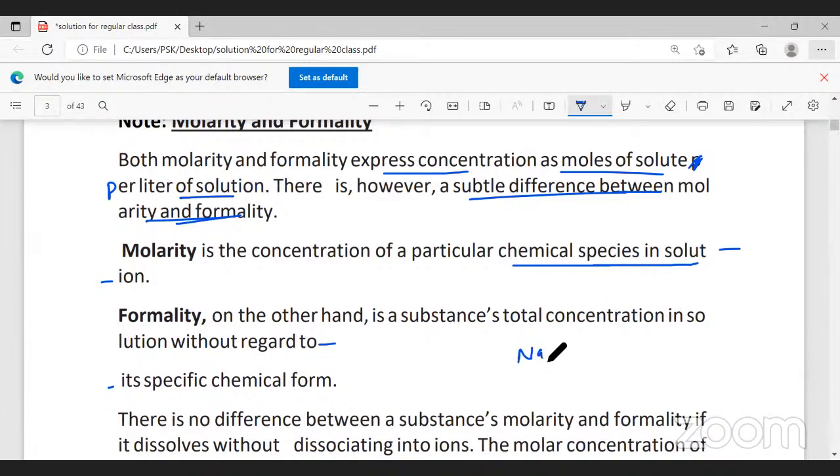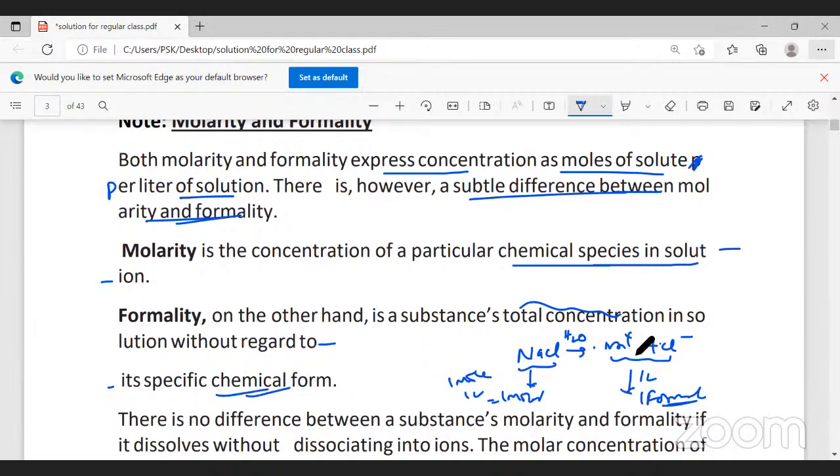Now, what will happen if I take NaCl in water? It will dissociate to form Na+ and Cl-. As a whole, if you take 1 mole of NaCl in 1 liter, then it's called 1 molar. If you take this as particles in 1 liter, then it comes as a 1 formal solution. So each particle, that's why they say total concentration, without regard to its chemical form. Here the chemical form is the ionic state. We are not bothered about that, but the total concentration of these particles in 1 liter will be called 1 formal.